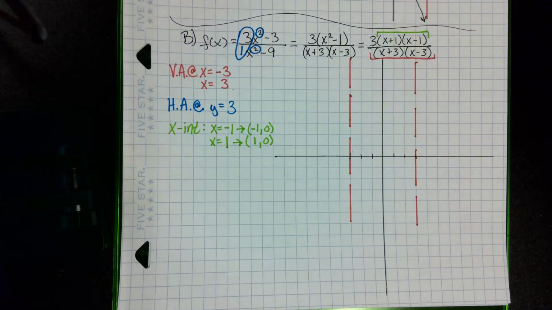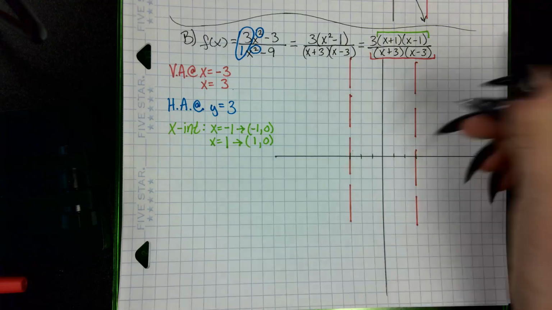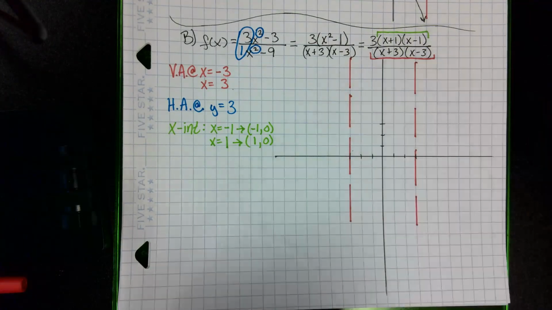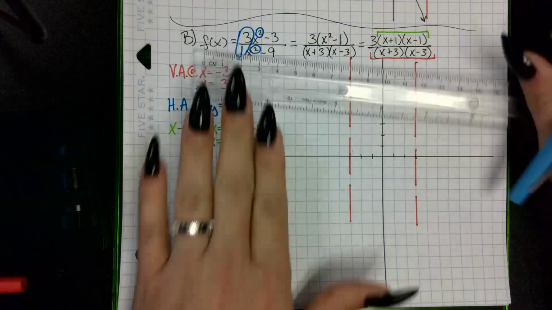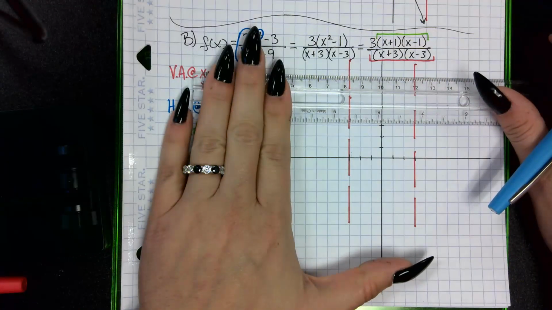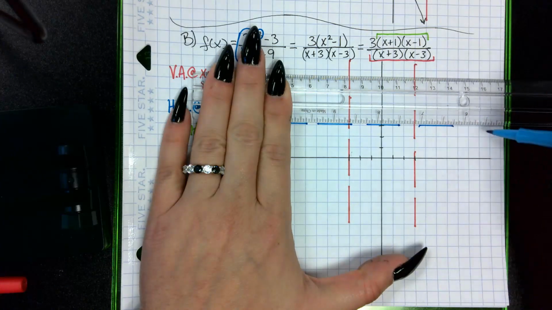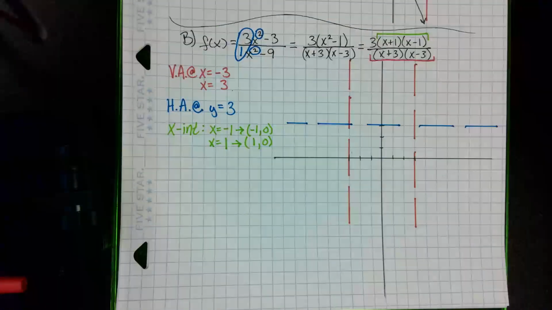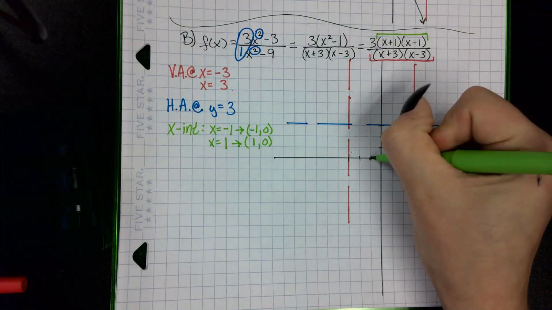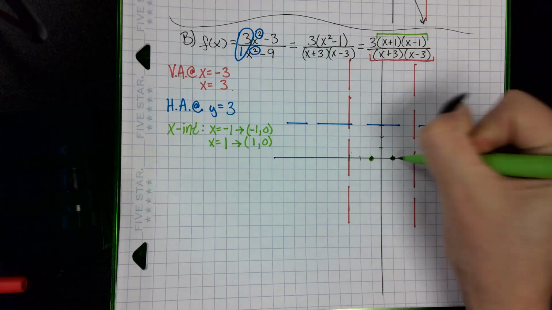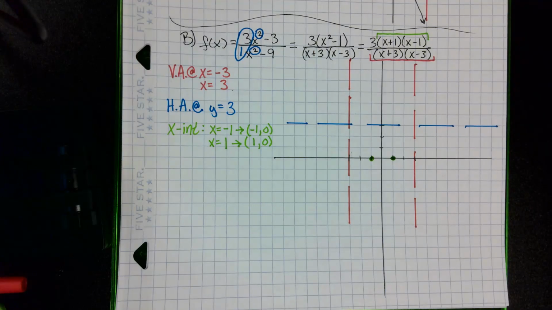Two vertical asymptotes. Horizontal asymptote at y equals 3. So there's the horizontal asymptote. Then I can plot my x-intercepts: negative 1, 0 and positive 1, 0. Okay, so it seems like I have a good start.